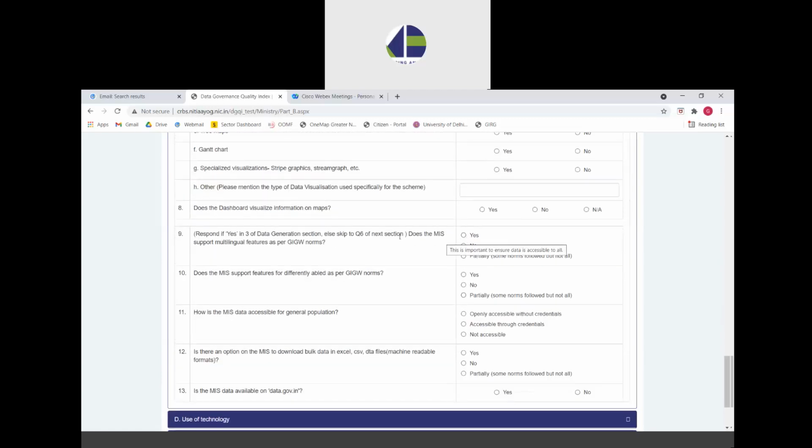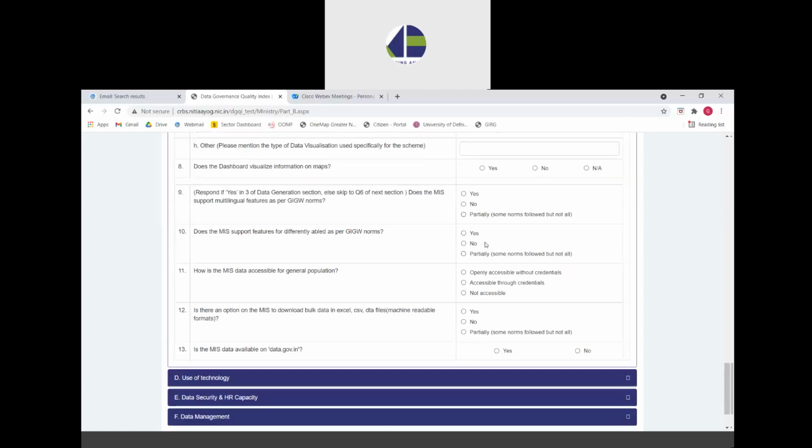Questions 9 and 10 ask about the accessibility of the MIS. So here we are going back to the MIS. We are not talking anymore about the dashboard. Questions 6, 7, 8 are the only questions about the dashboard. Question 9 asks whether the MIS supports multilingual features as per the Government of India norms for government websites. Similarly, question 10 asks if it is supporting the features for differently abled people as per GIGW norms. So ministries have to select yes, no, or partially depending on where the MIS stands. Partially if some norms are followed, but not all.